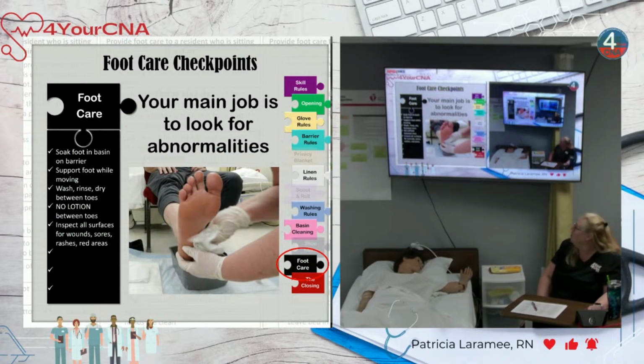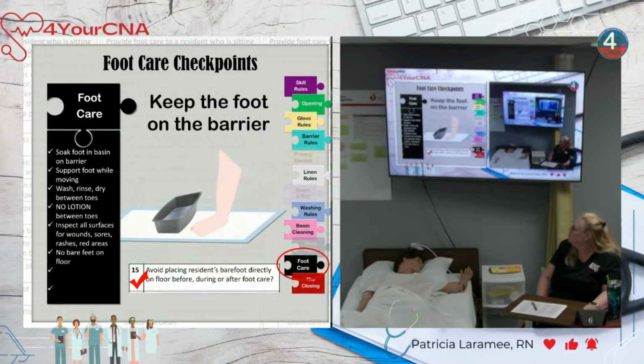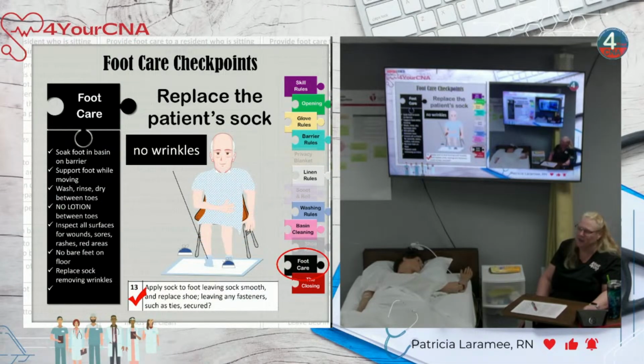And you want to look for anything, red areas, scratches, wounds, abrasions, anything that you see, toenails that need to be dealt with. Anything you see that looks unusual, make sure you report. Don't put your patient's barefoot directly on the floor. That's what the barrier is for. Remember, nothing on the floor.